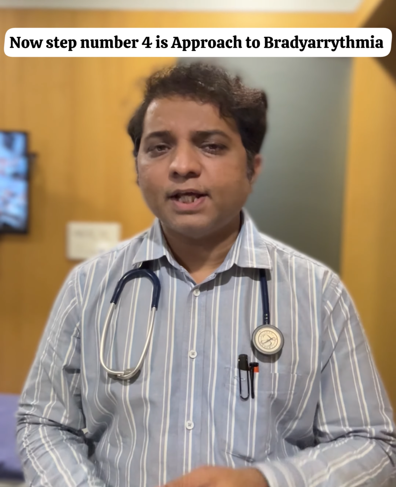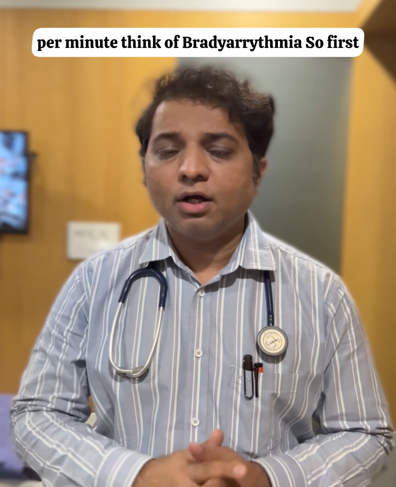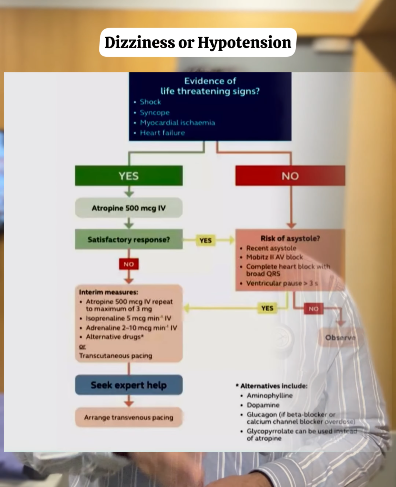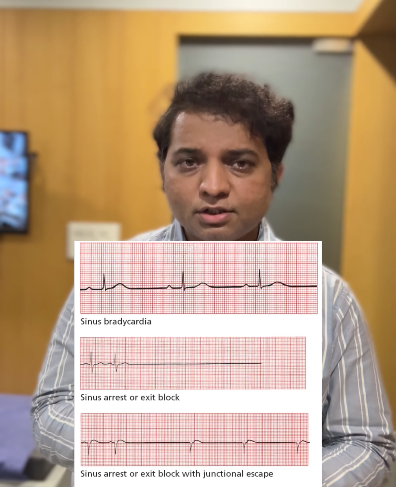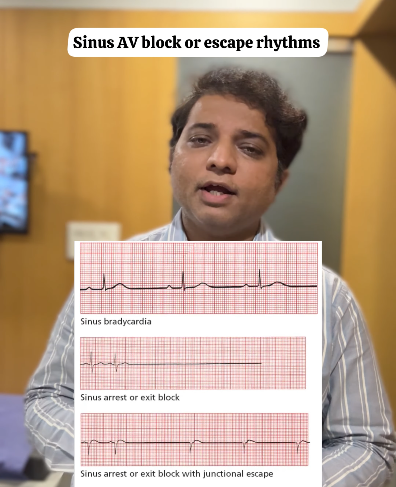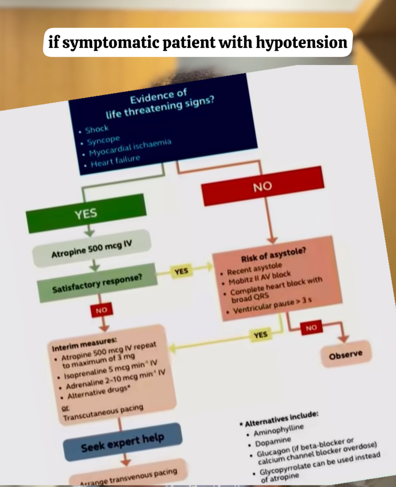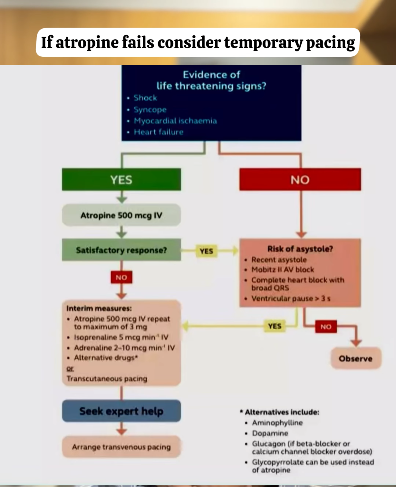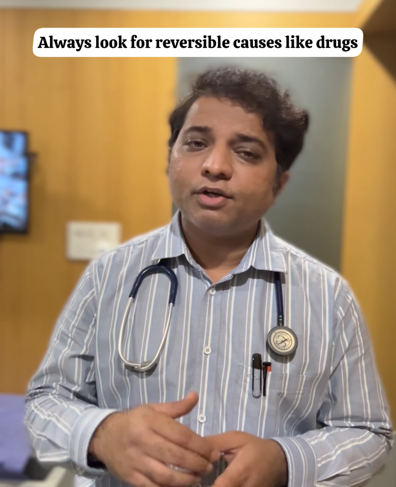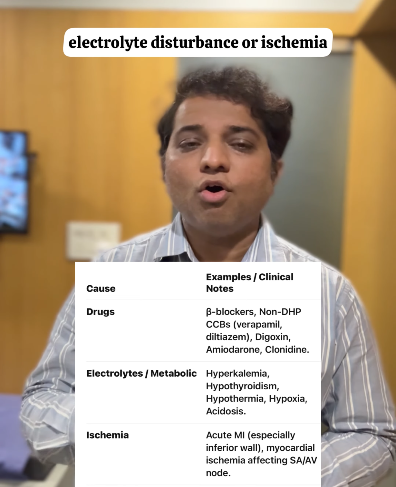Now, step number 4 is approach to bradyarrhythmia. If the heart rate is less than 60 beats per minute, think of bradyarrhythmia. First assess symptoms like syncope, dizziness, or hypotension. Look at the ECG for sinus bradycardia, sinus arrest, sinus AV block, or escape rhythms. Immediate management depends on symptoms. If symptomatic patient with hypotension or shock, give IV atropine. If atropine fails, consider temporary pacing or dobutamine or isoprenaline infusion. Always look for reversible causes like drugs such as beta blockers, digoxin, electrolyte disturbance, or ischemia.